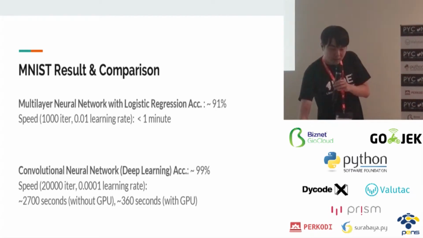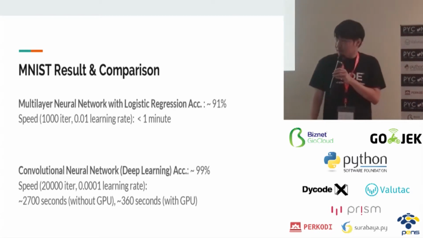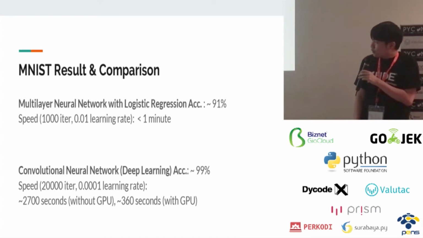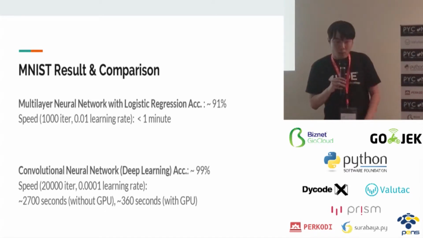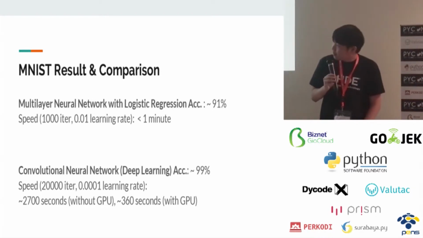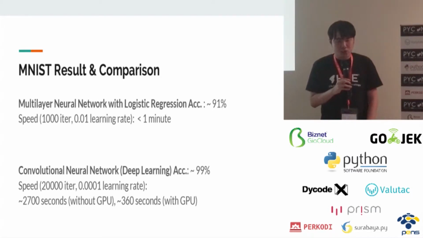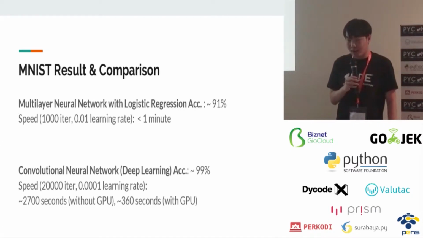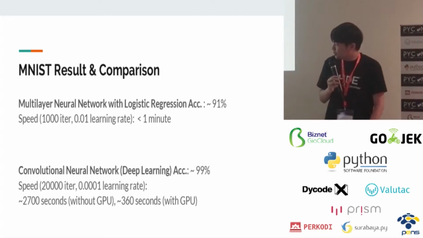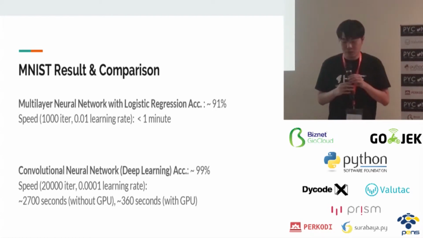So with this challenge, the result is shown here. With the multi-layer neural network, you can get around 91% accuracy. But when we apply deep learning to the same problem, you can achieve up to 99% accuracy. But the problem with deep learning is that because there are a lot of parameters to learn, it is usually very slow. Without GPU, it needs almost 1 hour to run. But when we use GPU, it only takes around 6 minutes to run.